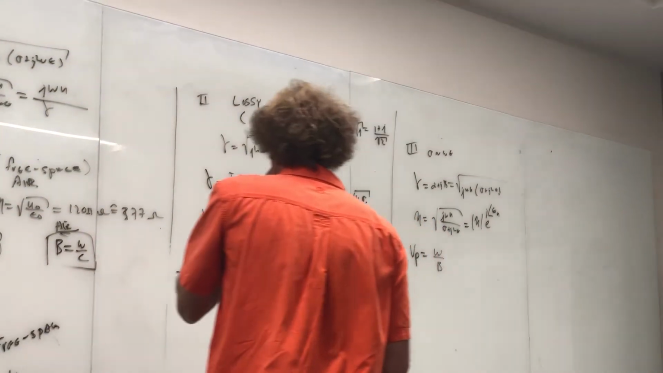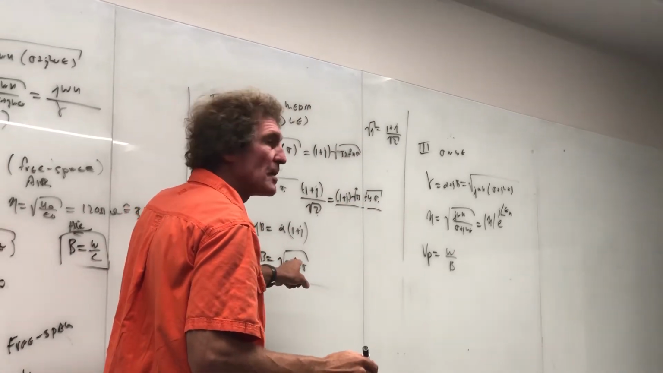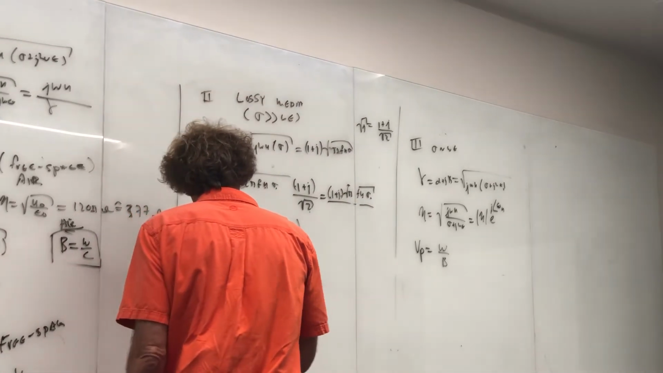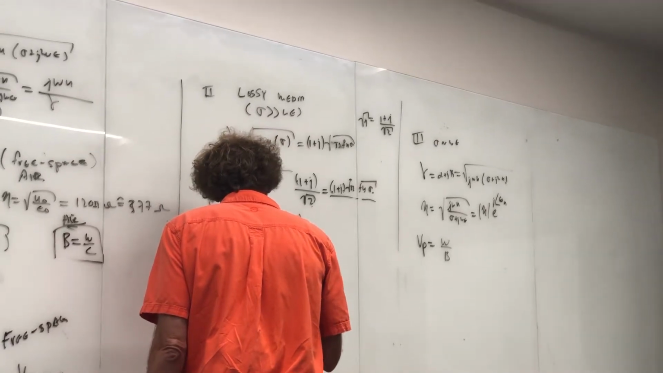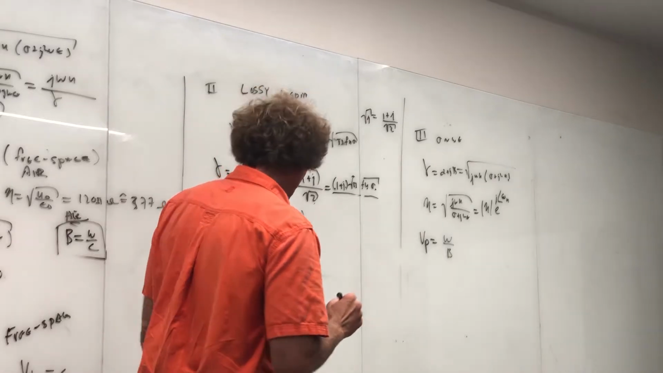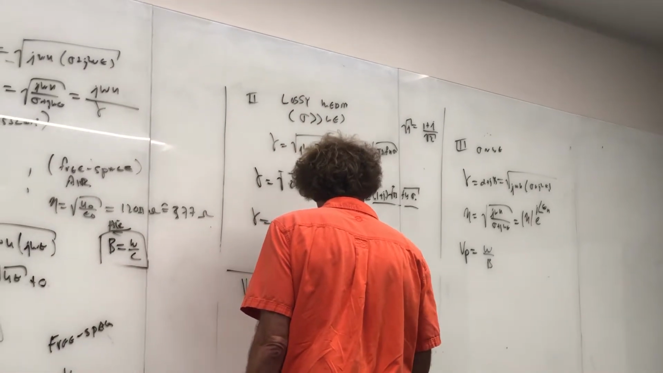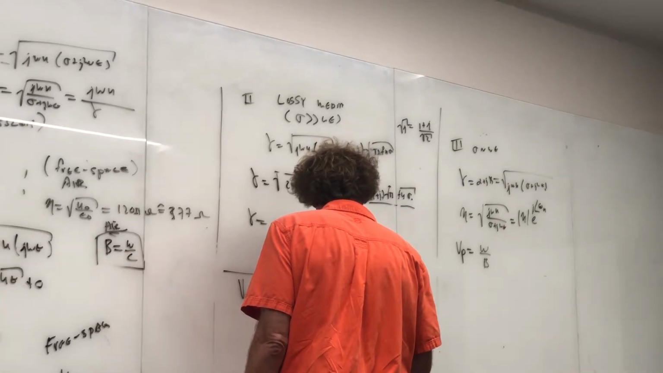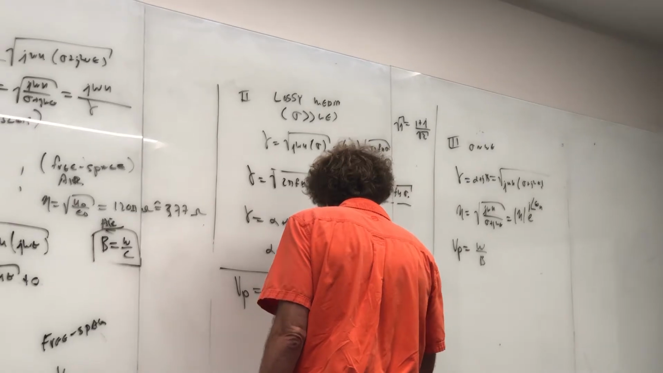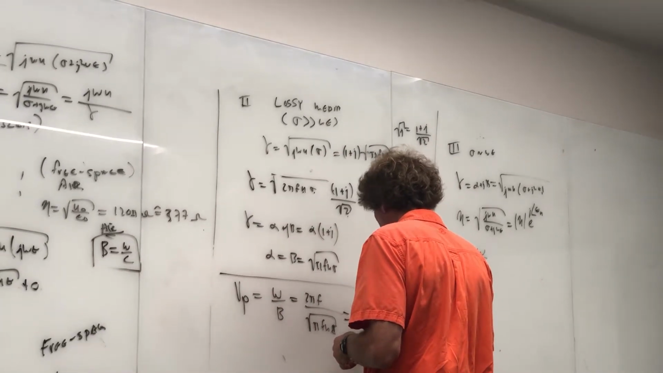I will say one other thing. For the lossy medium, I didn't mention this. Since alpha equals beta, what is the phase velocity? Well, phase velocity will always be omega over beta. With me? So that means it's omega, which is 2 pi f, divided by beta, which is the square root of pi f mu sigma, right here.